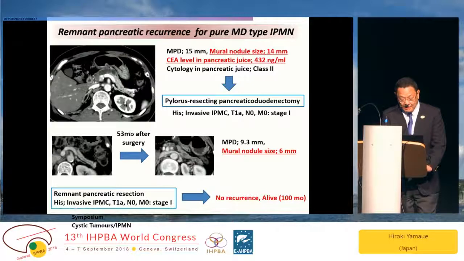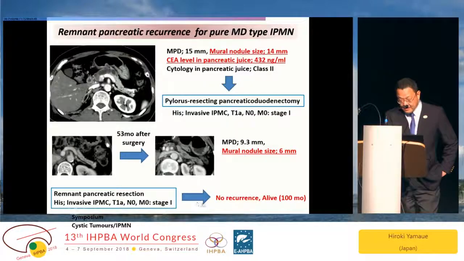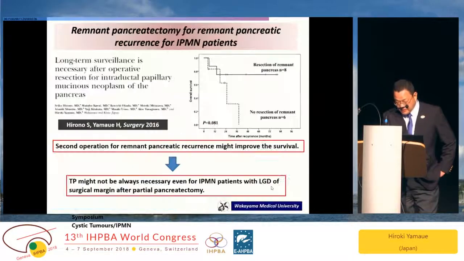And almost 4 years after surgery, as you can see, we found a recurrent tumor in the remnant pancreas, and the main duct dilatation was 9.3, and the mural nodule was 6 millimeter. And we decided to resect the remnant pancreas, and histology was invasive IPMC, T1a, stage 1. And very fortunately, this patient is alive without recurrence for almost 8 years. And we have experienced such cases.